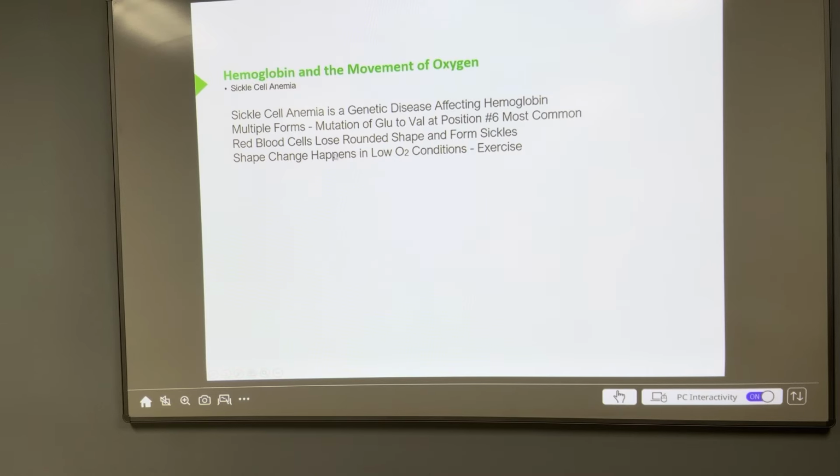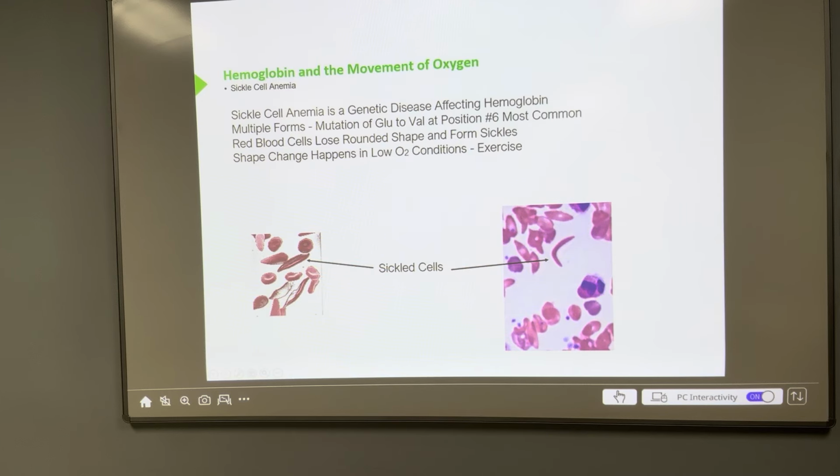And remember, the sickle shape happens when you are under stress. If two people, one with sickle cell and one without, are sitting together and you take a random blood sample and everything is okay, you will never know which one has sickle cell anemia. Only when you ask them to exercise or when they're under stress do they start to sickle.